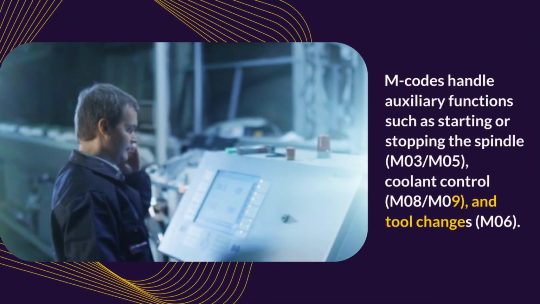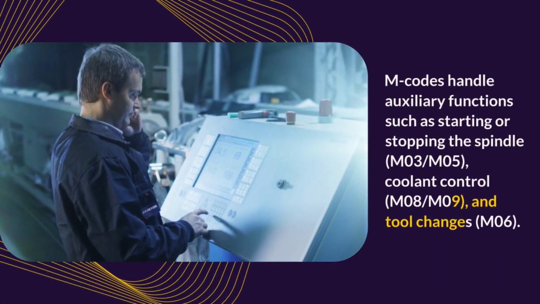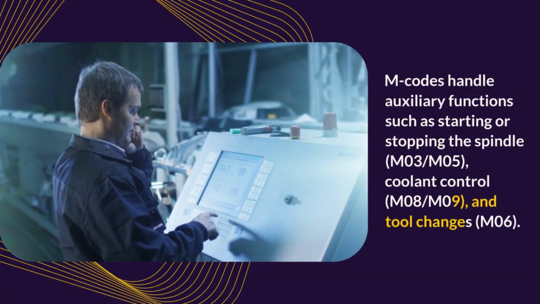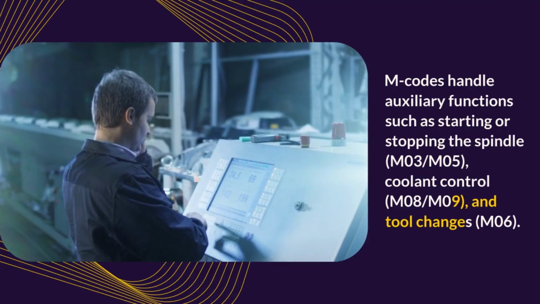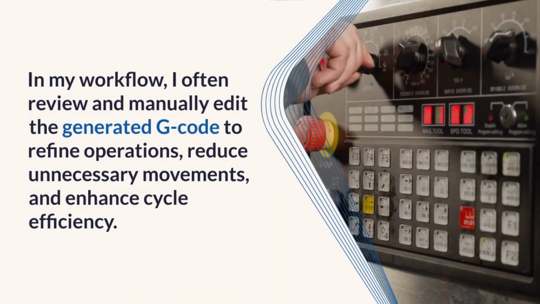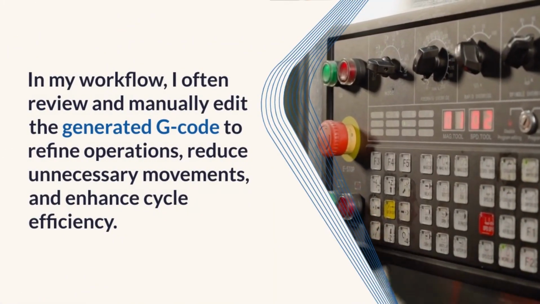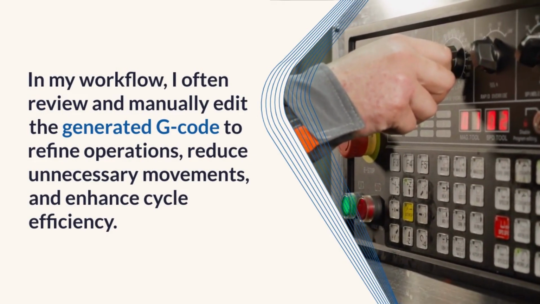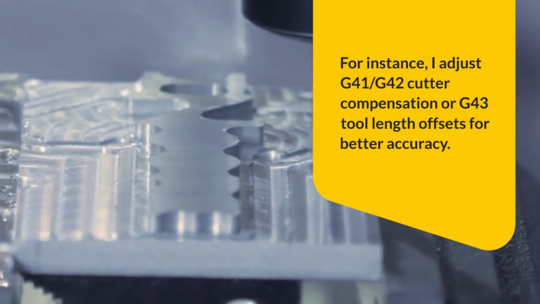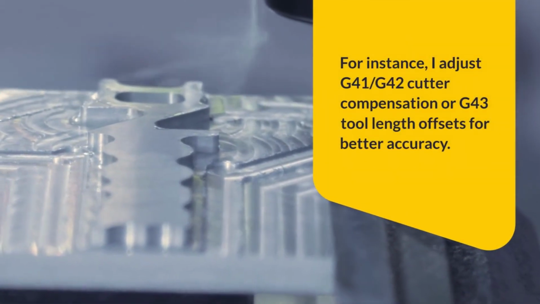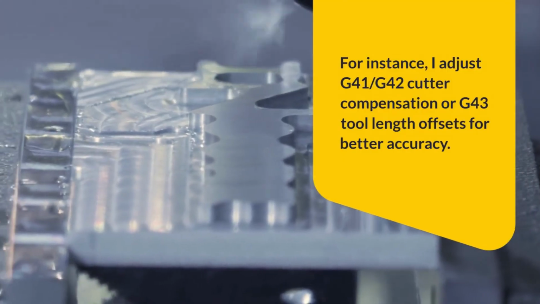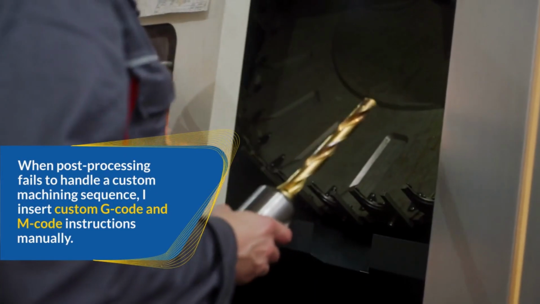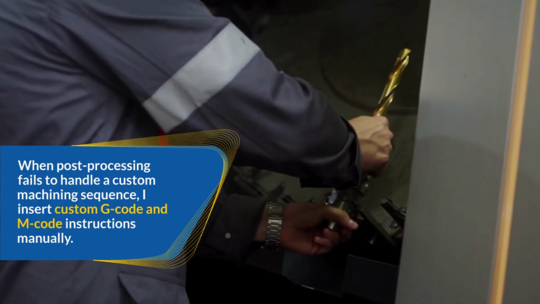M-codes handle auxiliary functions such as starting or stopping the spindle, M03, M05, coolant control, M08, M09, and tool changes, M06. In my workflow, I often review and manually edit the generated G-code to refine operations, reduce unnecessary movements, and enhance cycle efficiency. For instance, I adjust G41, G42 cutter compensation or G43 tool length offsets for better accuracy. When post-processing fails to handle a custom machining sequence, I insert custom G-code and M-code instructions manually.